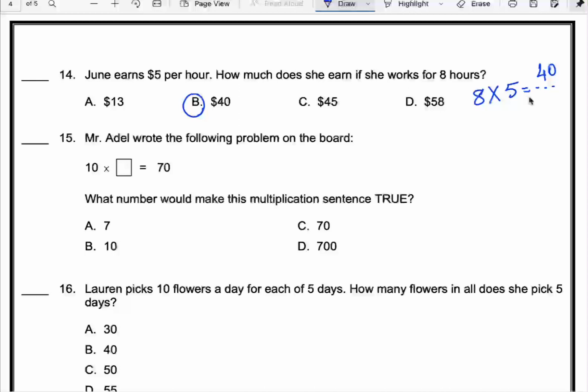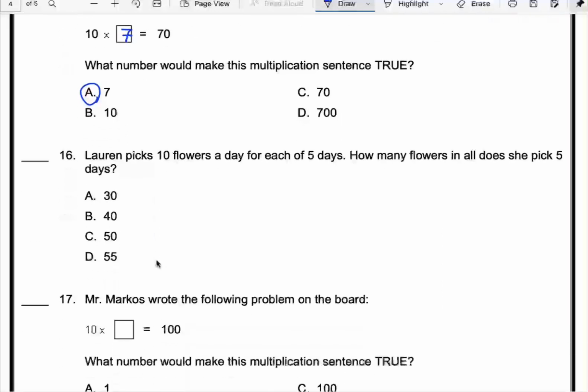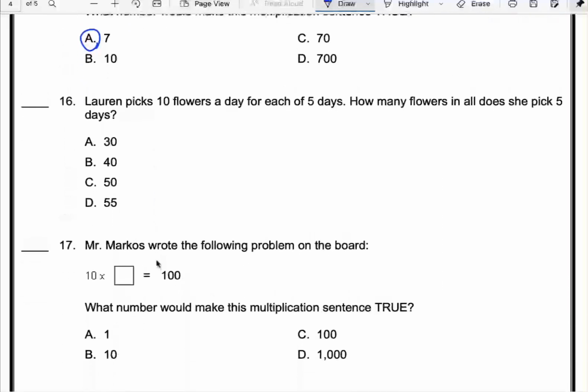Okay, Radi? Teacher. 10 times what number equals 70? 7. Excellent, my hero. So the answer is letter A. Okay, let's move to the next question.